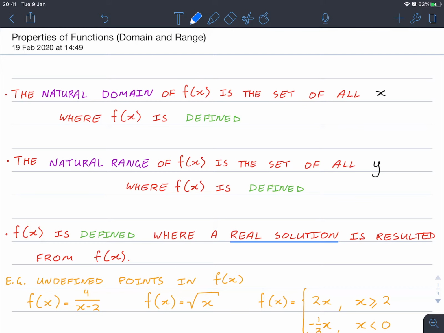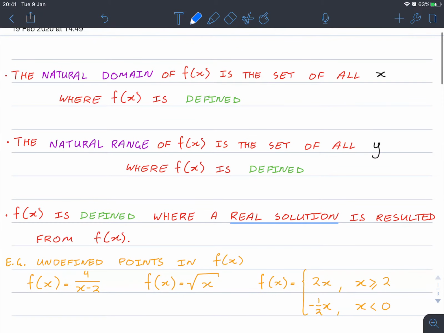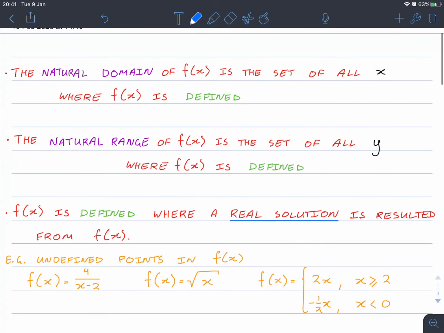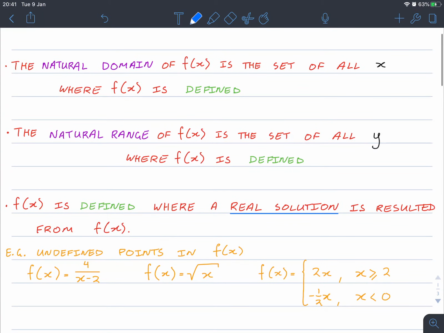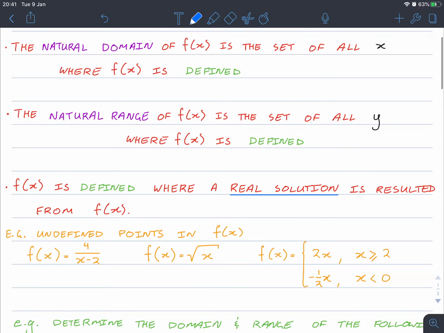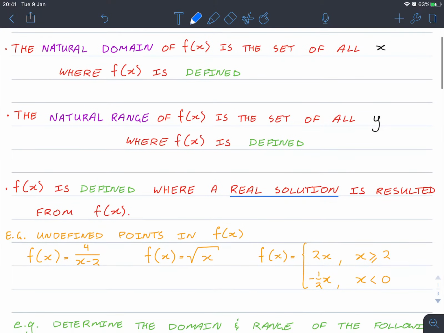The natural domain of f(x) is the set of all x where f(x) is defined. The natural range of f(x) is the set of all y where f(x) is, again, defined. f(x) is defined where a real solution results from f(x). That's a lot to understand.